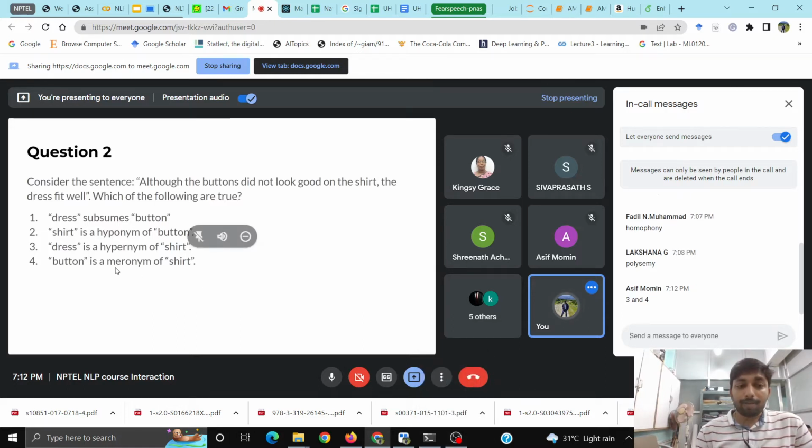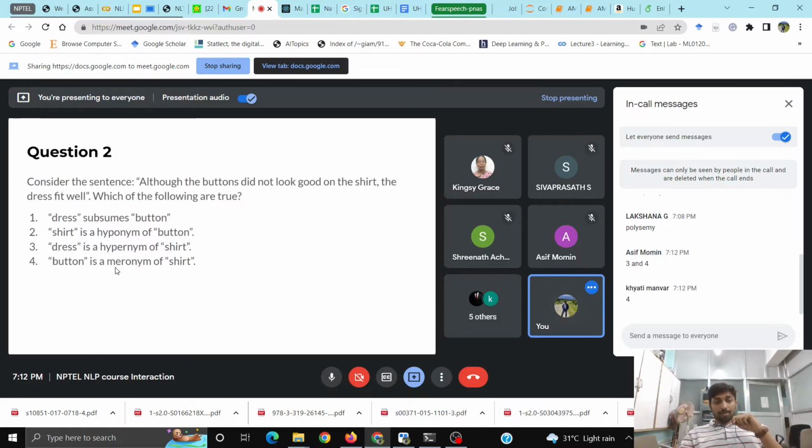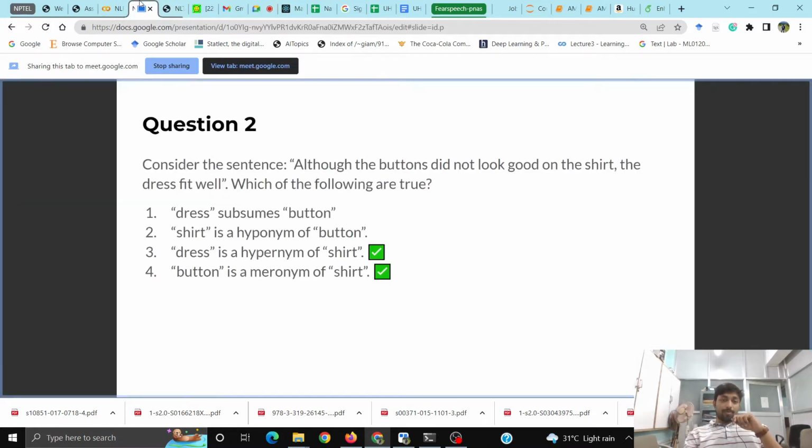Three and four. Why three? Yeah, why three and four? I am asking the reason. So what is the justification? Short is specific. Okay, yeah. And button is a part of short. So yes. So let us go. So these are the correct options.